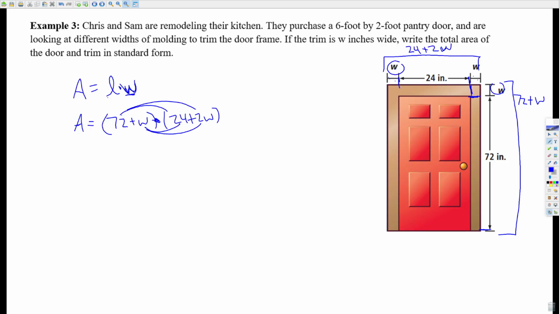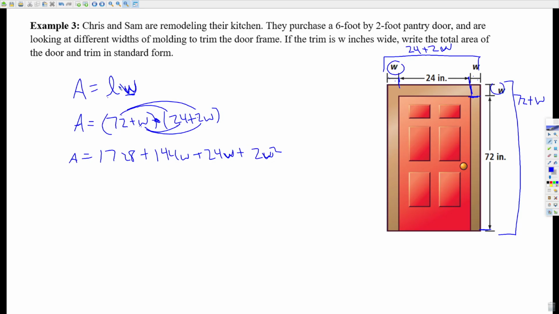So we're going to do 72 times 24. So that'd be 1,728 plus 72 times 2. That would be 144W. Plus, I'm going this way now, W times 24 would be 24W. Plus W times W would be W squared, or rather 2W squared. And that would represent the area.